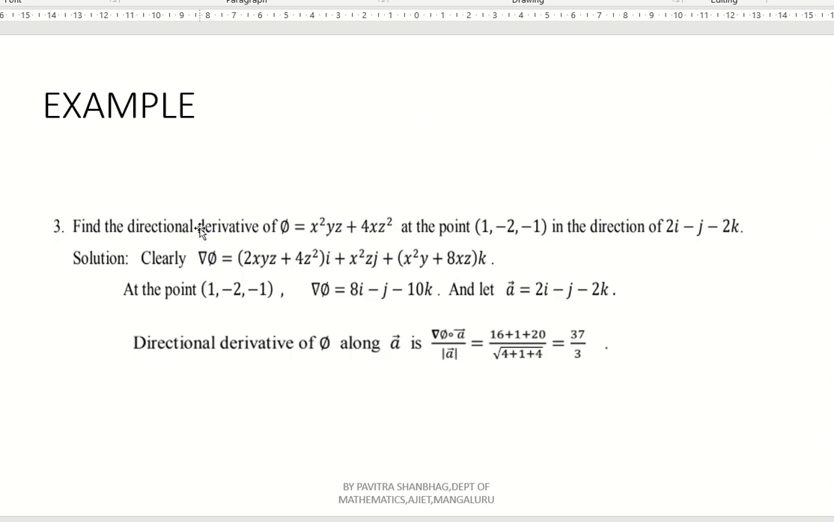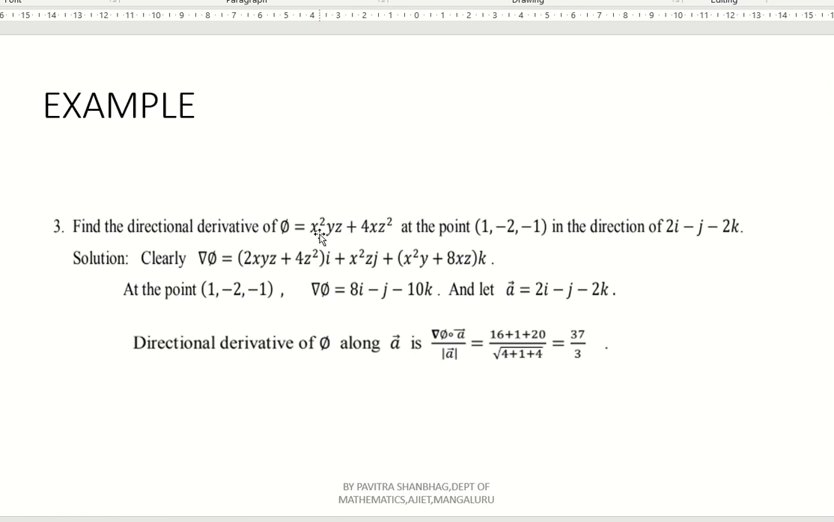Find the directional derivative of phi equal to x square yz plus 4xz square at the point 1, minus 2, minus 1 in the direction of 2i minus j minus 2k. Now first you have to find the del phi. See, whenever you get phi or scalar function, you have to operate it with the grad operator so that we can convert easily it in the form of vector function, right? So what is del phi?